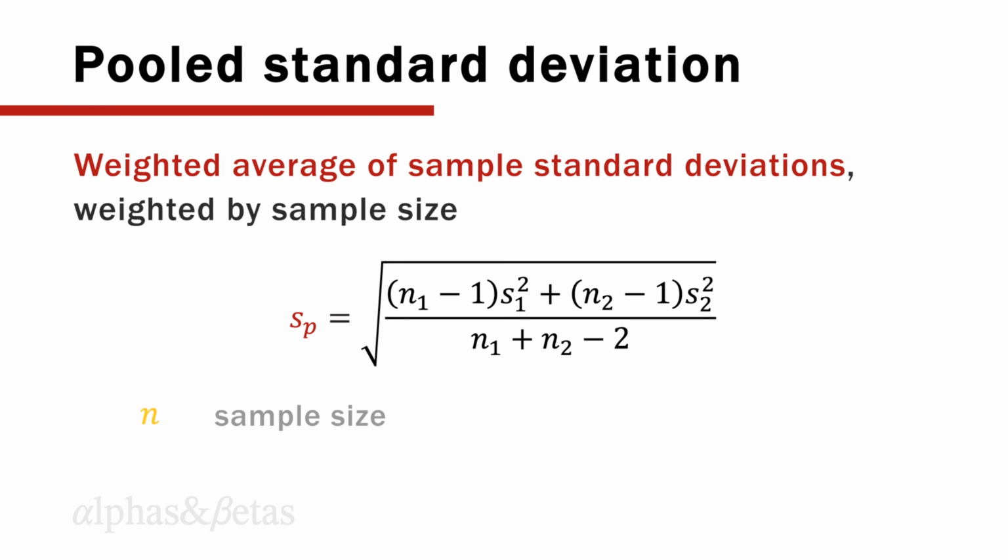This is the formula for SP, where S1 squared and S2 squared are the variance for samples 1 and 2 respectively. Let's see how to construct a confidence interval.